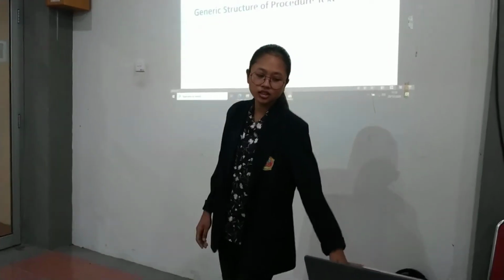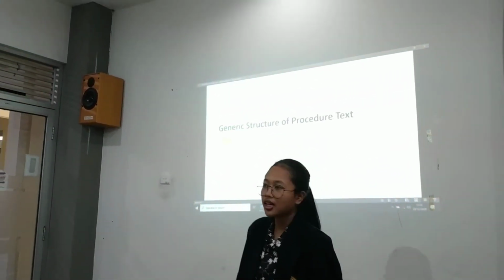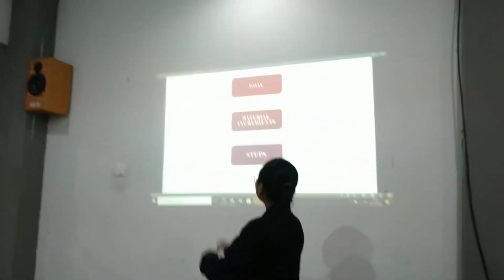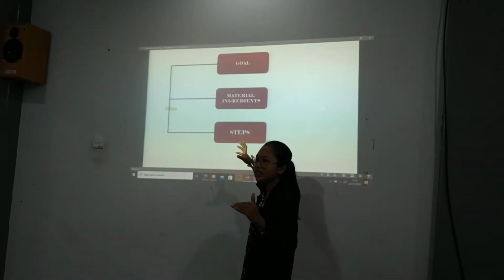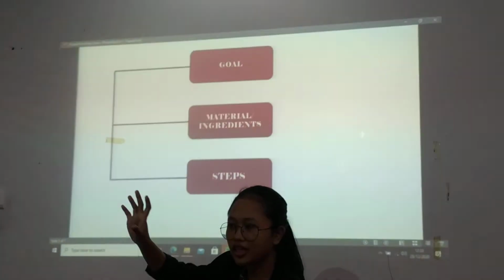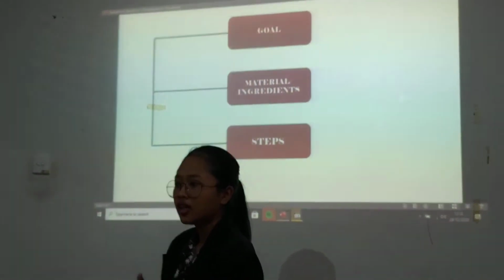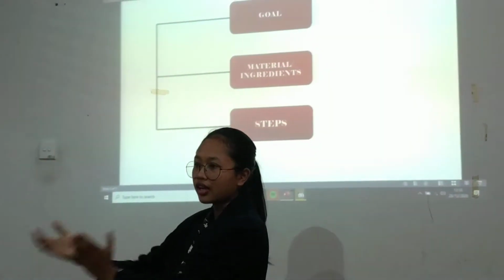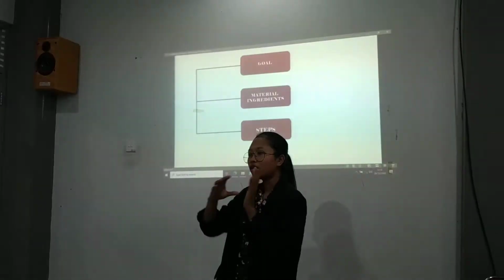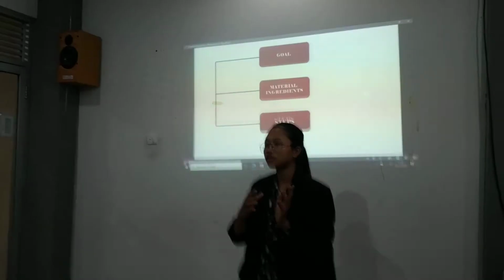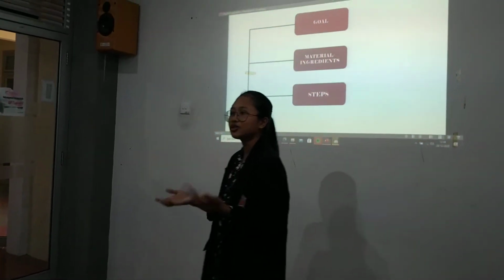Okay, for the generic structure of procedure text, anyone have an idea about this? Maybe you ever heard it. Okay, now I will remind you again. The generic structure of procedure text is first the goal. Goal includes, berisi about, what we will do. For example, how to use a cell phone or how to use a smartphone or how to make something.